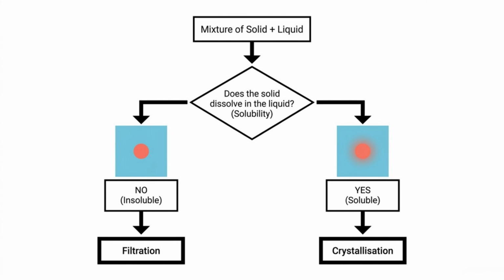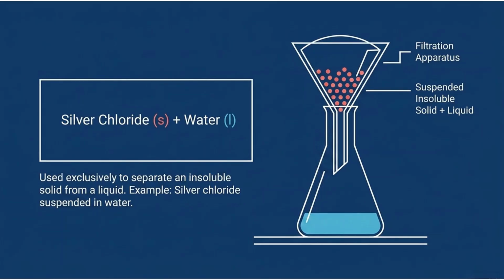Let's look at filtration in action. Imagine a mixture of silver chloride and water. Because silver chloride is insoluble, it remains as suspended particles. We pour the mixture into our filtration apparatus. The liquid that passes through is called the filtrate, while the solid trapped in the paper is our residue.